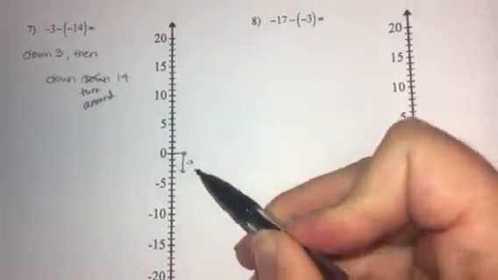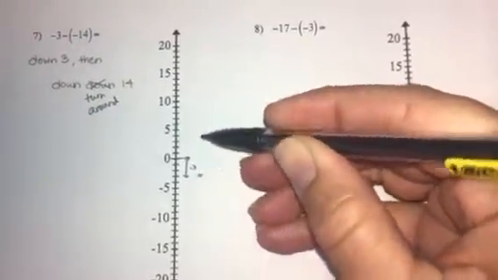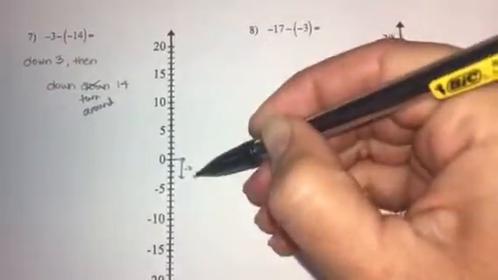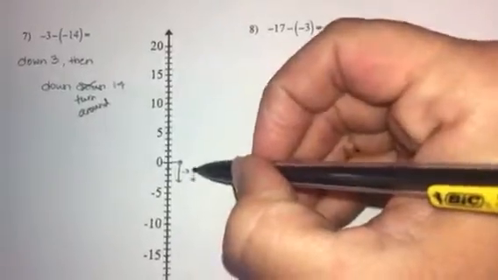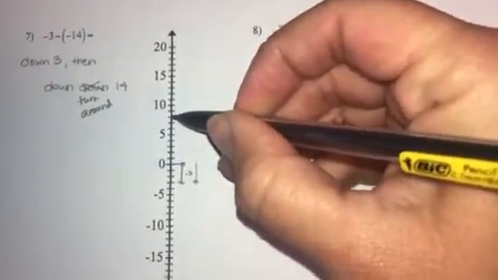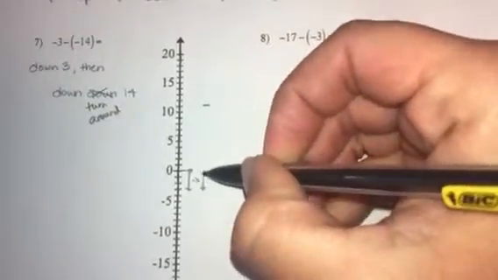Down 3, then we would go down, but wait, turn around. Down, turn around. Down, turn around. So minus negative means we're actually going to go up. So we go back up 14. So that's 1, 2, 3, 4, 5, 6, 7, 8, 9, 10, 11, 12, 13, 14. So we're going to end up way up there.